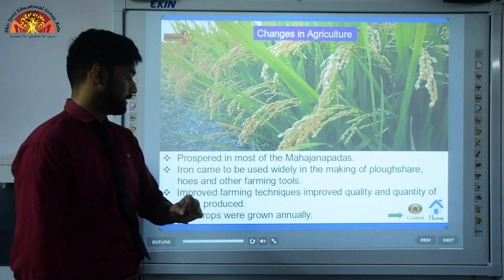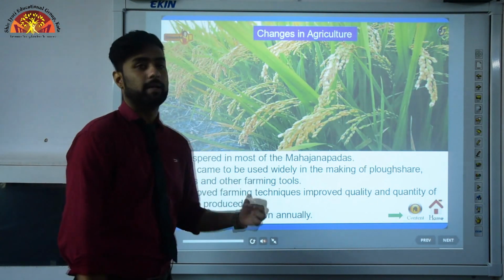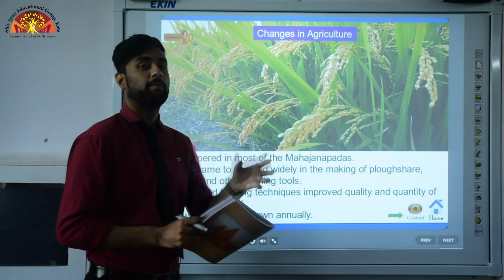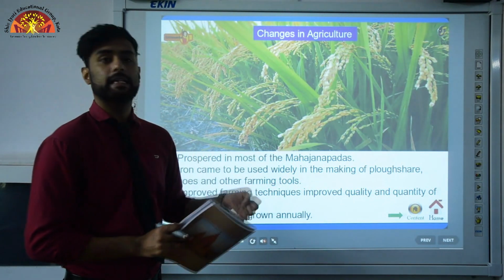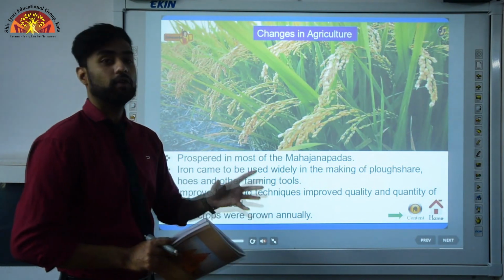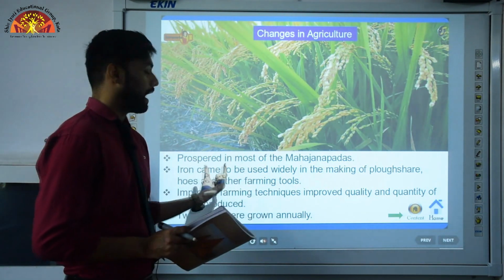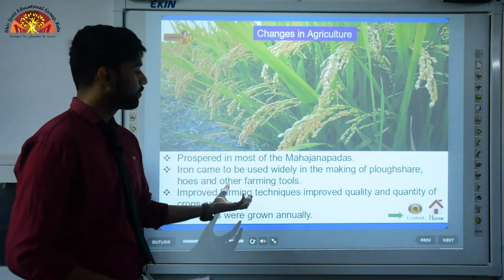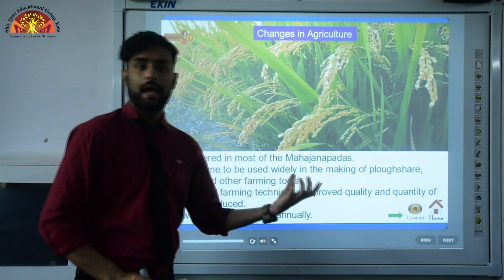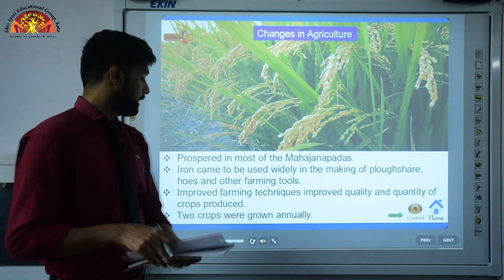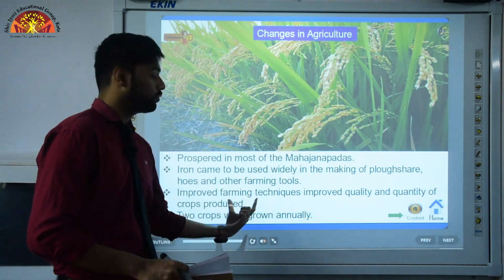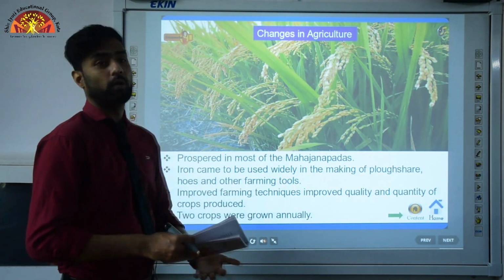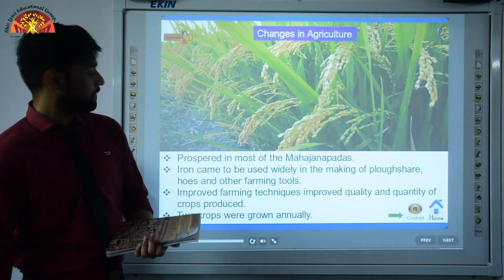What is a ploughshare? I'll just tell you. Hoes and other farming tools. Now people started to build iron tools. Earlier the tools were made of wood, but they used to break easily, right? Wood breaks easily. But now they started building their tools in iron, because iron was much stronger. This improved farming techniques, and improved the quality and quantity of crops produced. Now farmers began growing two crops annually, that is, in 1 year they were now growing two crops.